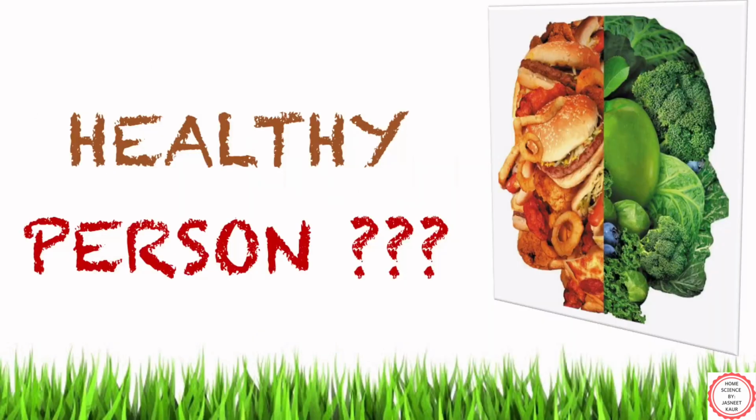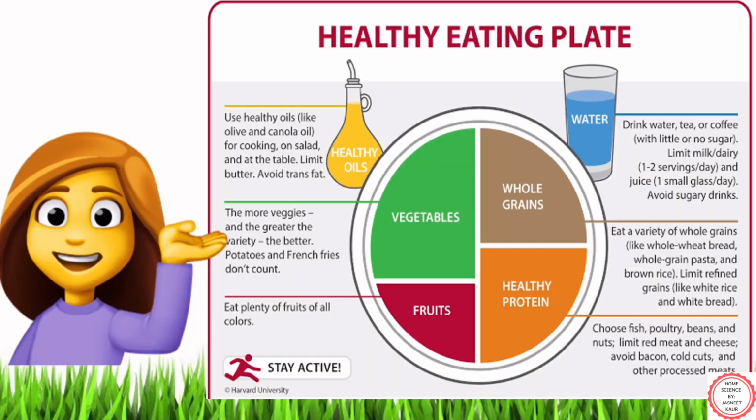Now the question is, what does a person have to do to become a healthy person? Obviously, one has to eat healthy food, which includes more of good oil, green vegetables, which most of you might hate the most, eat plenty of fruits, drink plenty of water, eat a variety of whole grains, choose healthy non-veg food like fish, and include nuts and seeds in your diets.